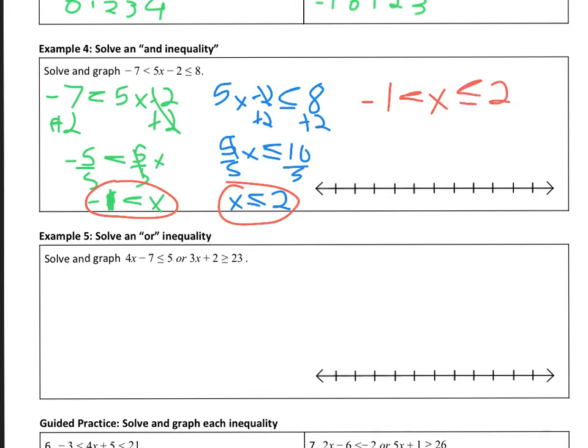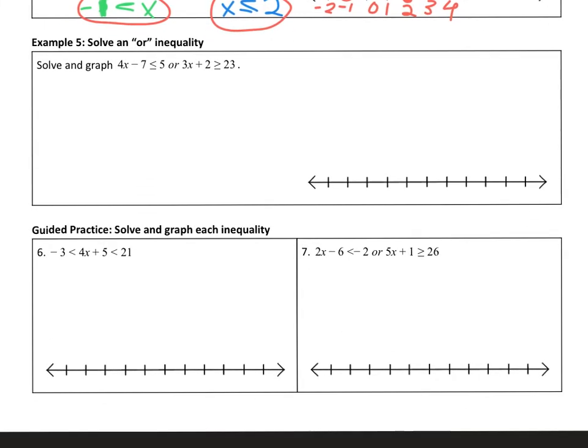So that's why I talked about how to graph these before, because we're graphing them now after we solve them. That means open circle at -1, closed circle at +2. It is an AND inequality, so I'm going to shade to the middle, inside of both of those. So that's solving an AND inequality.